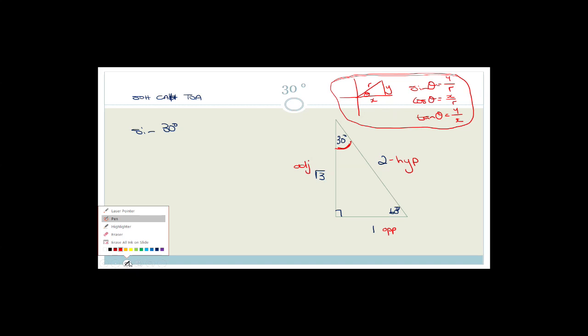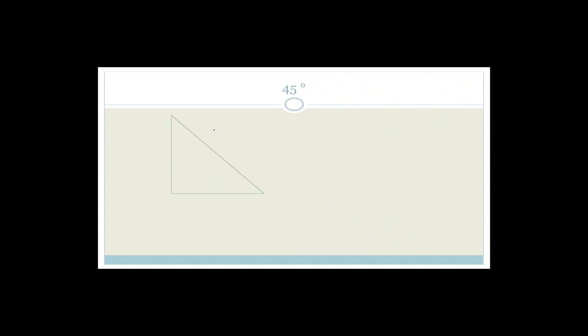So sine 30, let's go back. Sine of 30 is going to be the opposite over the hypotenuse. In this case, the opposite is 1 and the hypotenuse is 2. So sine of 30 is a half. Cos of 30 is adjacent over hypotenuse, which is root 3 over 2. And tan of 30 degrees equals opposite over adjacent, which is 1 over root 3.